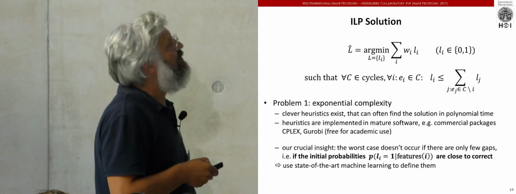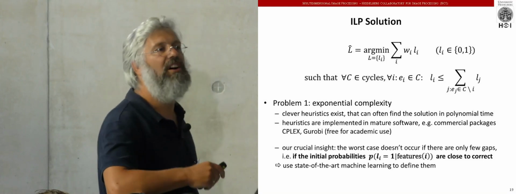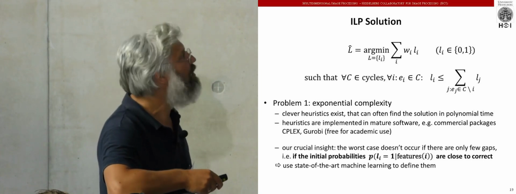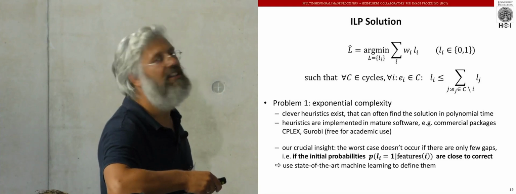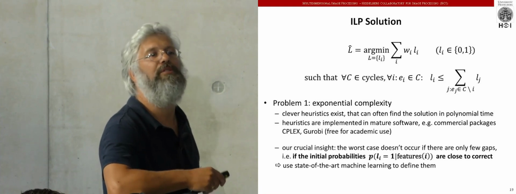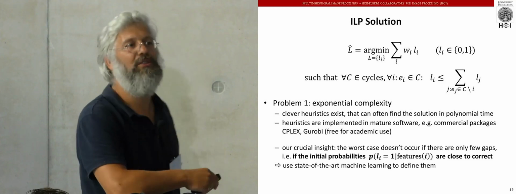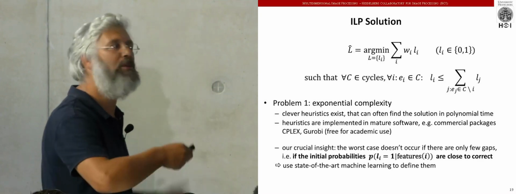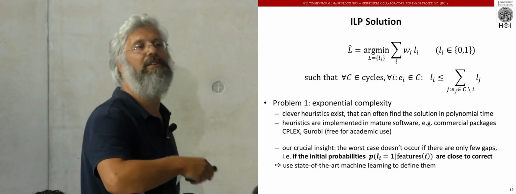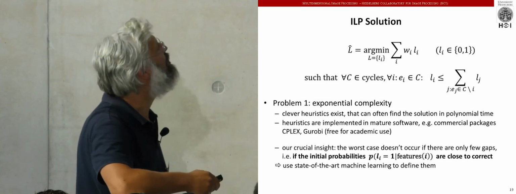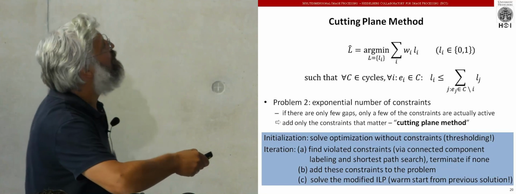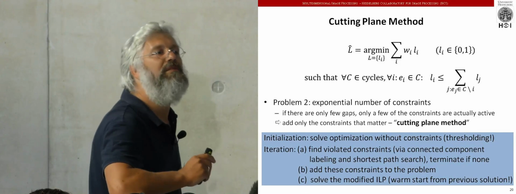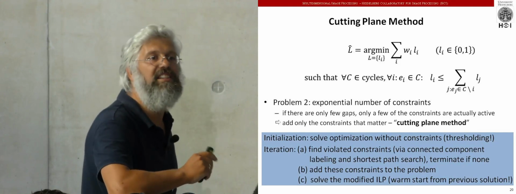And you always have to remember that NP-hard means in the worst case. But in practice, the worst case doesn't occur, provided that our probabilities are close to correct. So we have only a few gaps. And that means if we have a good learning algorithm that's almost right, so that thresholding almost works, then the algorithm has only very few things to do and then it works quickly. So then the second problem, the exponential number of constraints: when there are only few gaps, actually only very few of these constraints are really needed.